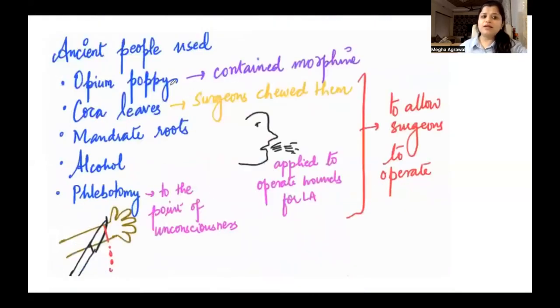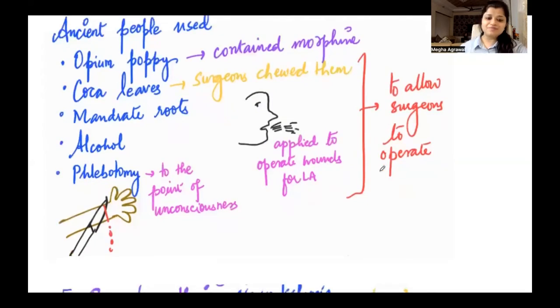Ancient people before that used things like opium poppy. It contained morphine. At that time they didn't know. And the coca leaves. Surgeons used to chew the coca leaves and spit them on the wounds for local anesthesia. Mandrake roots were used for narcotic effects. Alcohol was used to produce that transient state so that surgery could be possible. And phlebotomy, where the patients were bled to the point of unconsciousness. So see, it was so risky at that time. This was all done to allow surgeons to operate.